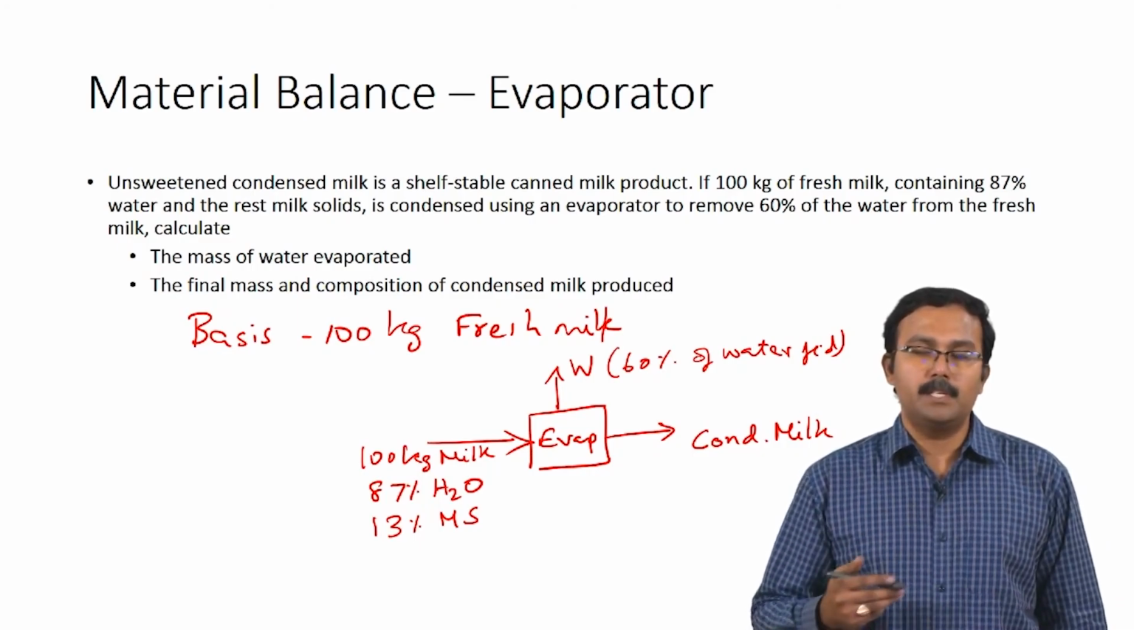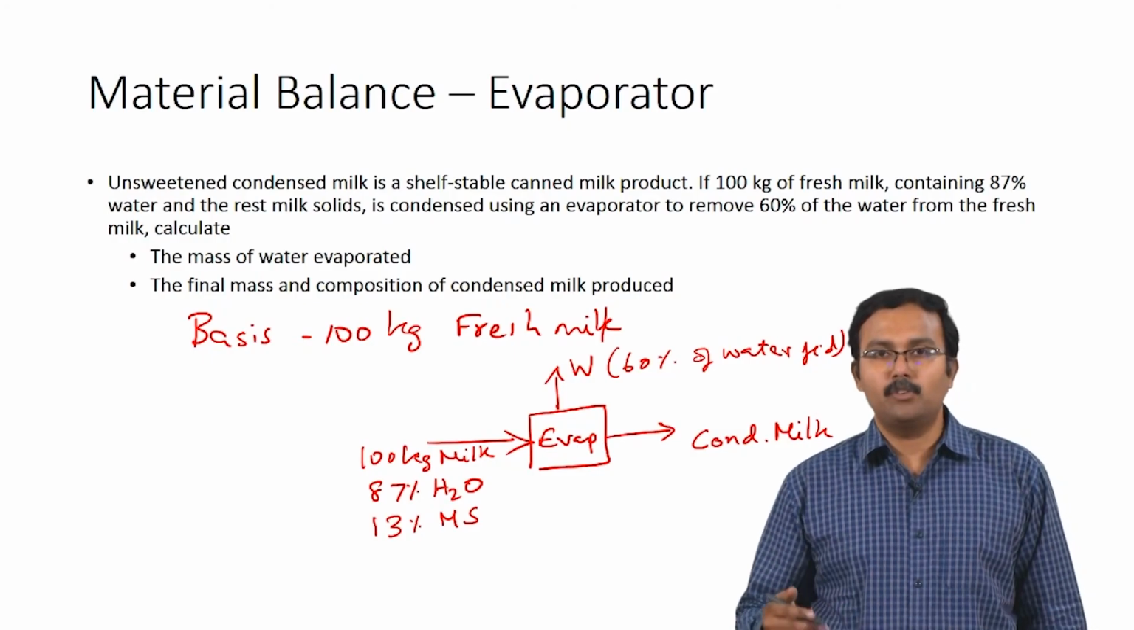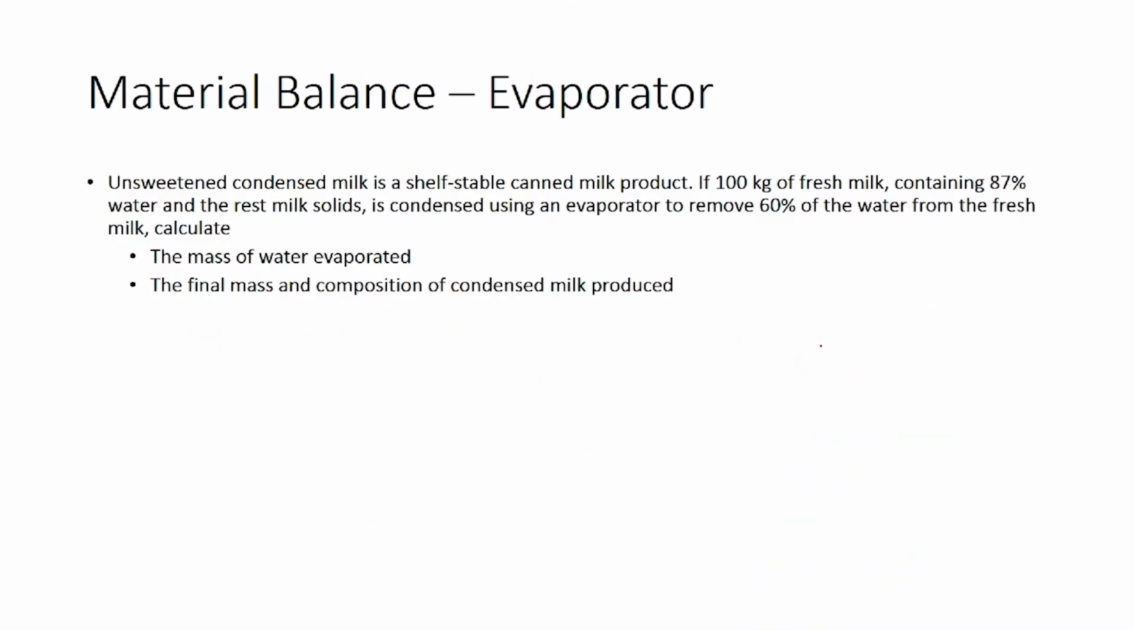Using this information, let us see if we can calculate the amount of water which is evaporated and the final mass and composition of the condensed milk. So the problem statement tells you that 60% of the water which is entering into the system through the fresh milk is evaporated in the form of water vapor. So let us first calculate how much water is actually entering into the system. That would be water entering is equal to 0.87 times 100 kilograms, which is 87 kilograms.